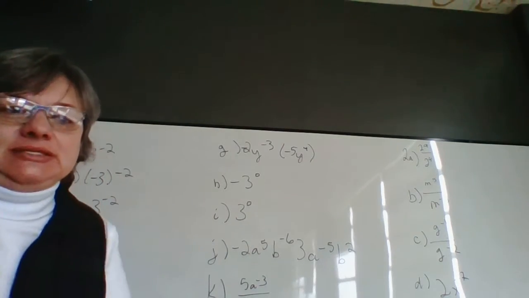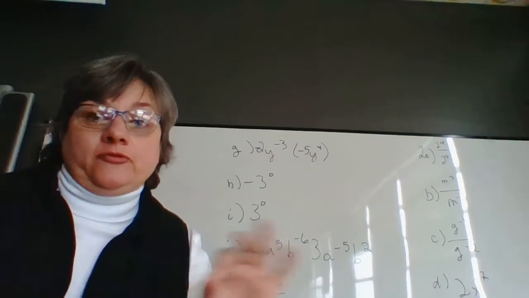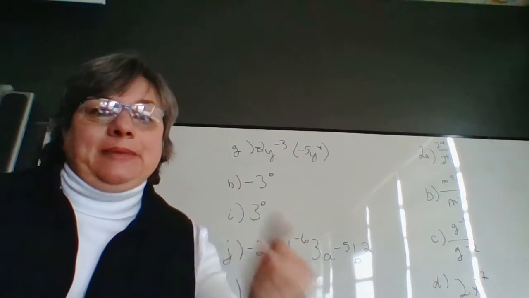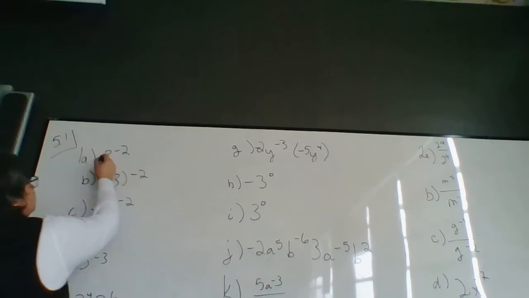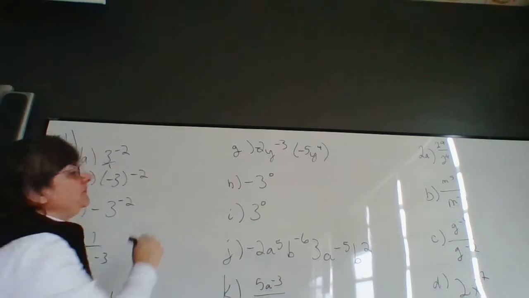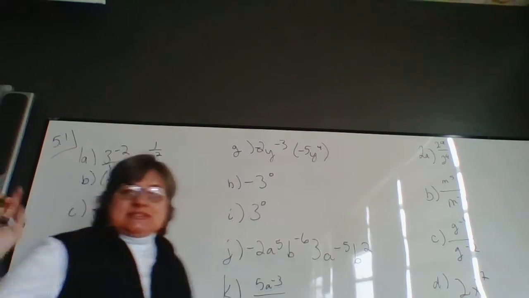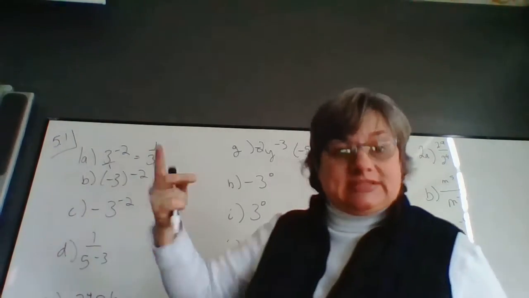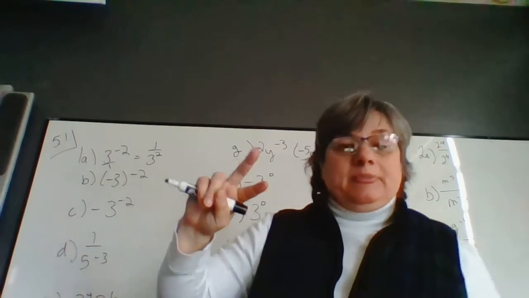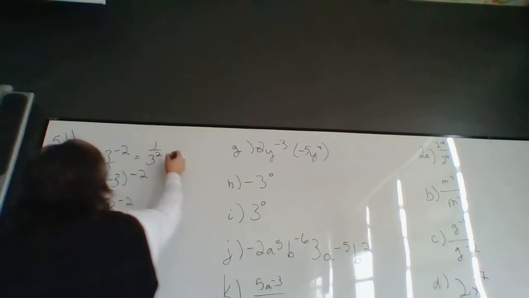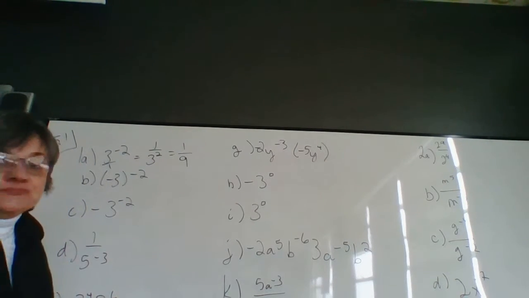Negative exponent means flip it, guys. Flip it. It's an F word, four-letter F word in math. Flip. Negative exponent means flip it. This is 3 over 1, so we flip it. 1 over 3 squared. Notice it's now squared, not -2, because I flipped it. Once you flip it from top to bottom or bottom to top, the negative is gone, which means 1 over 9. 3 times 3 is 9.